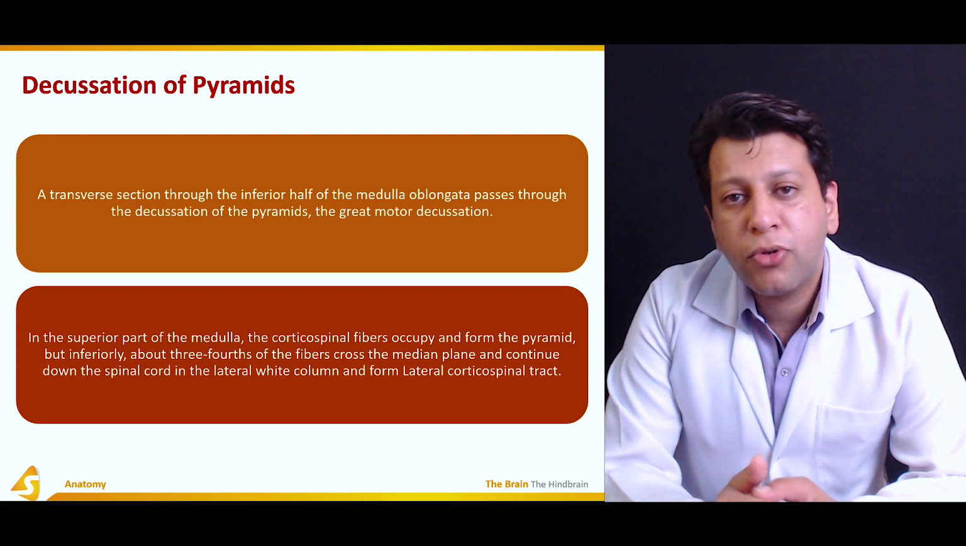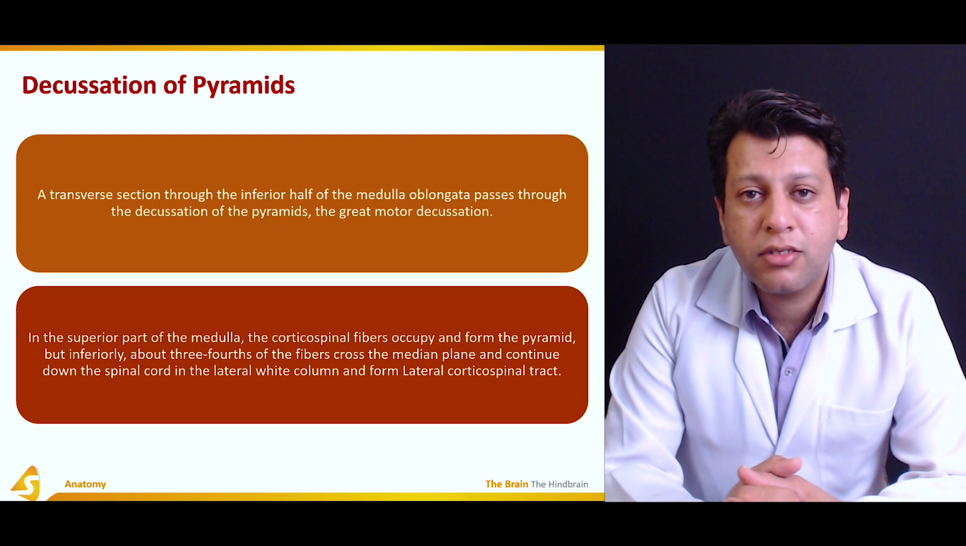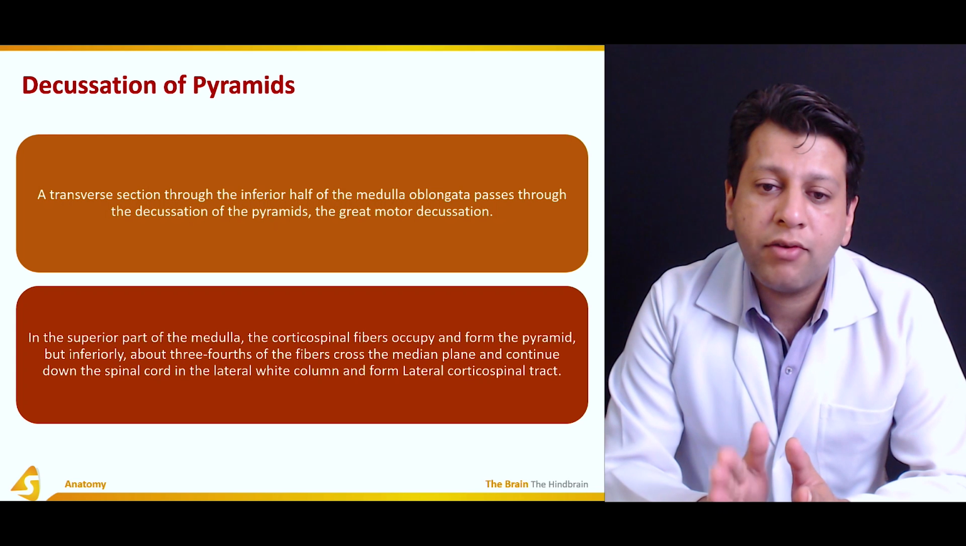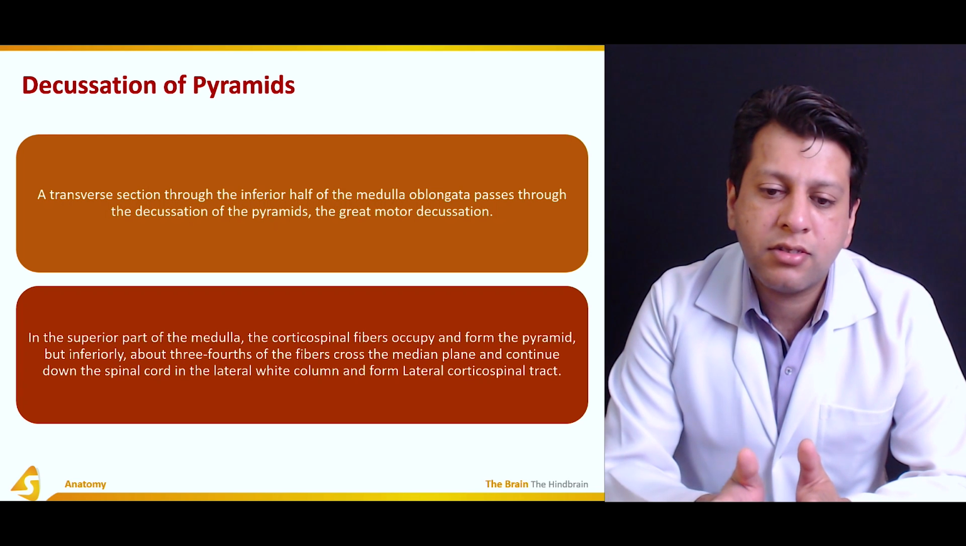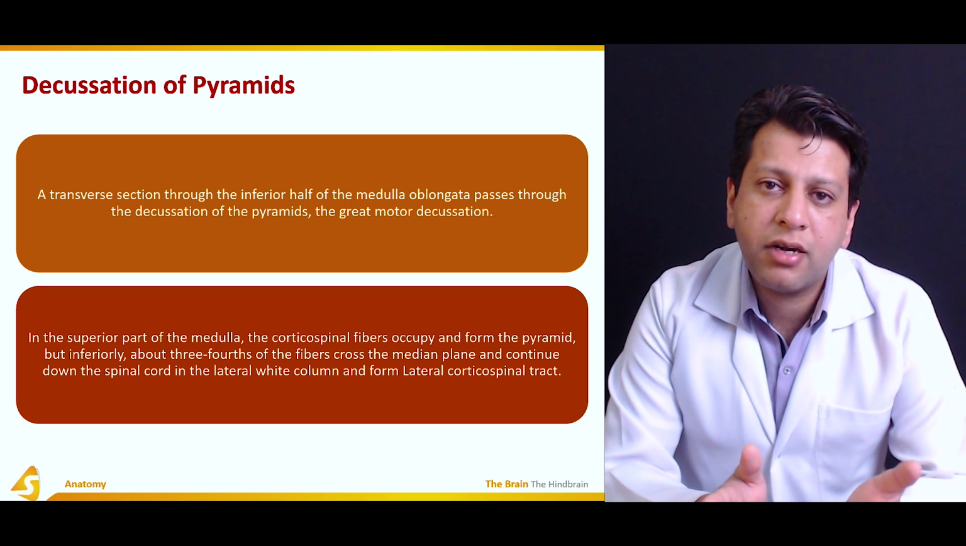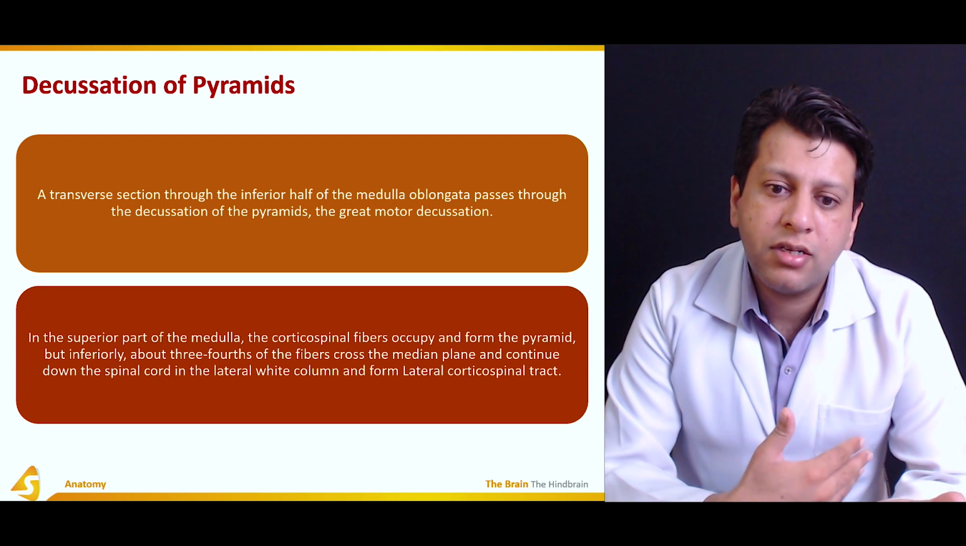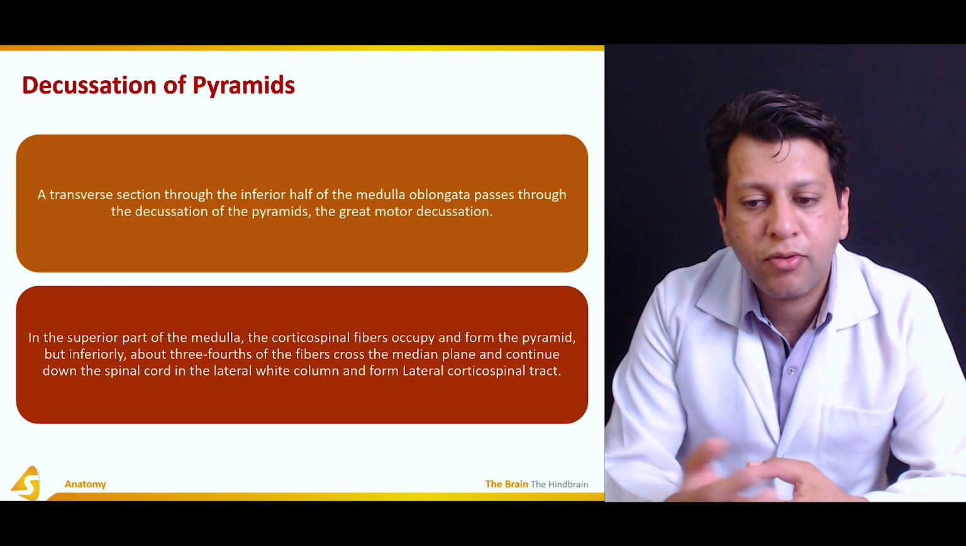This is important because this is the main motor decussation, and this is the reason: if this tract is damaged on the right side, the affected part would be the left half of the body. But if the left side is damaged, the affected part would be the right half of the body.